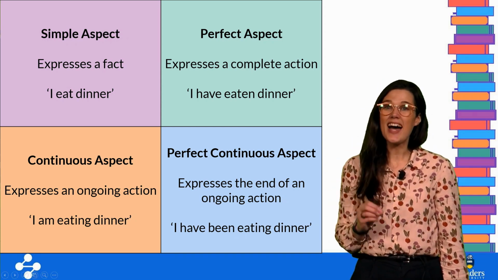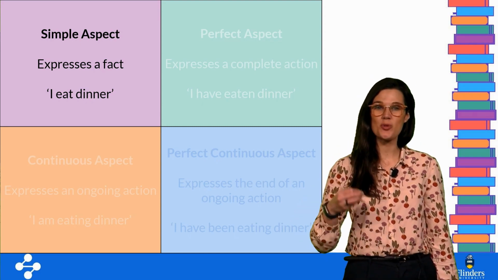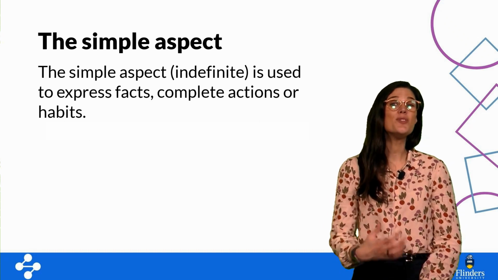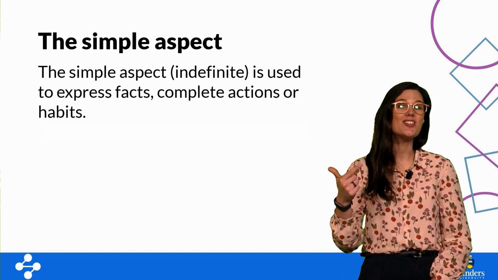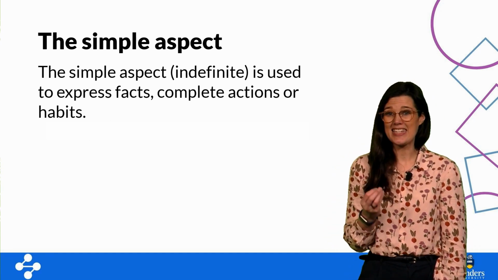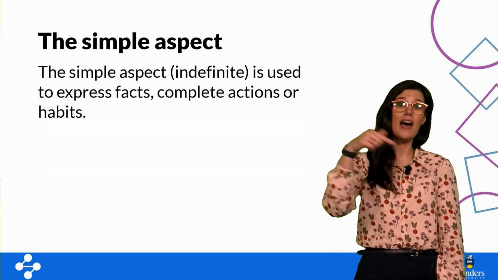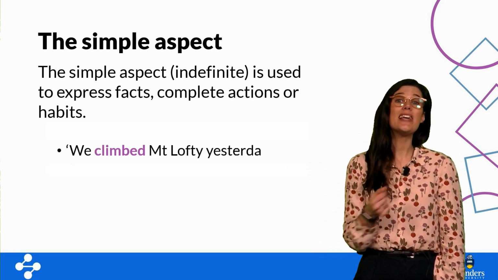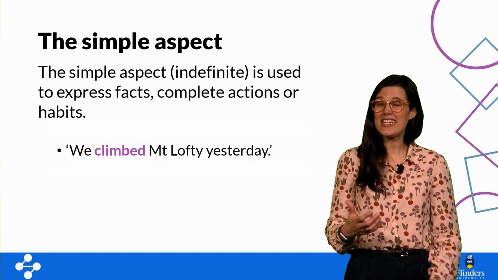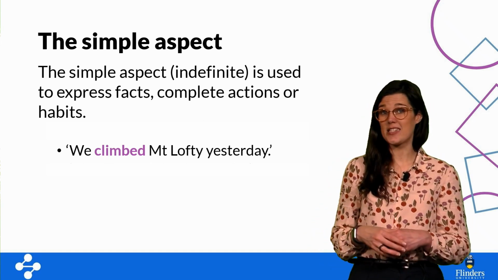So that means we're going to start with the simple aspect, that which expresses a fact or something that is true. So the simple aspect, which is also called the indefinite, is used to express facts, complete actions, and habits. However, the tense itself doesn't necessarily make it clear whether the action that is being described is either complete or habitual. For example, we climbed Mount Lofty yesterday. This is the past simple aspect. The context here, having the word yesterday as a part of this, does tell us that this action is complete.